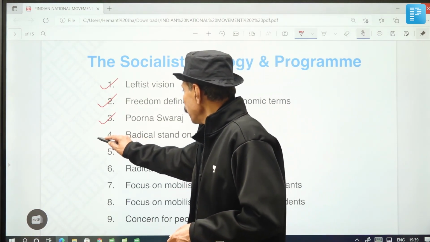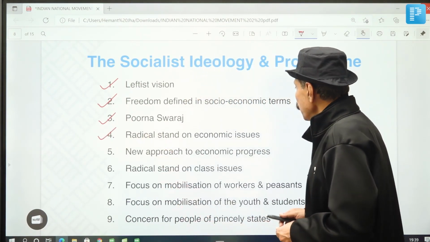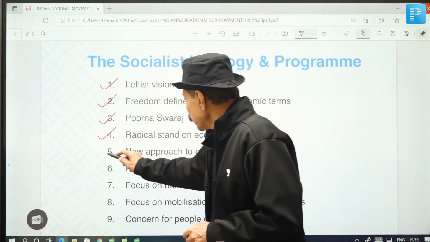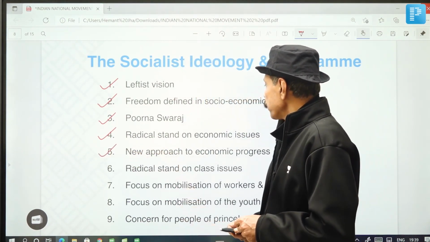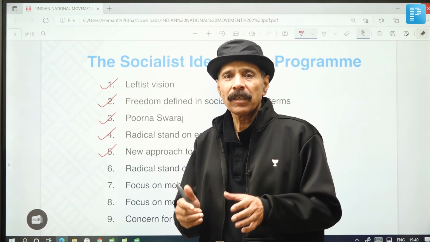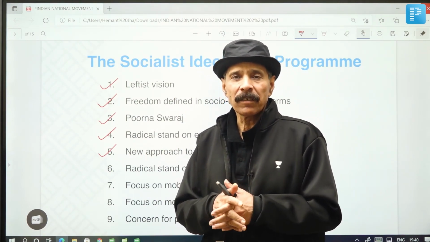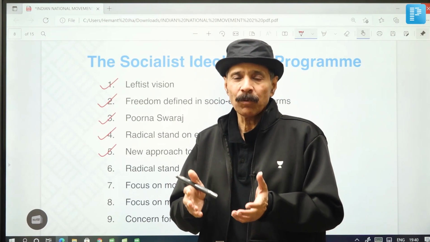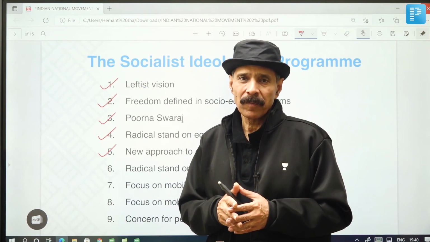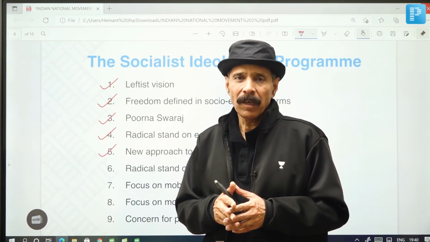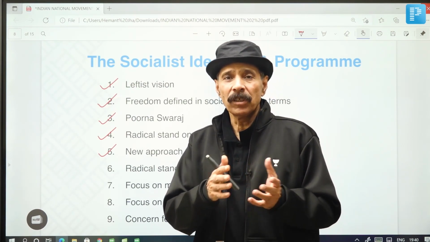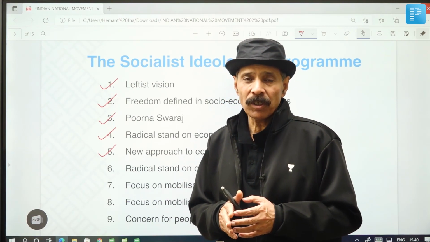Next one is radical stand on economic issues. Next, a new approach to economic progress and economic development. This approach was characterized by planning, by industrialization, and by an important role of the state. And this was based on the models that emerged in Russia, USSR, after the Russian Revolution of 1917.